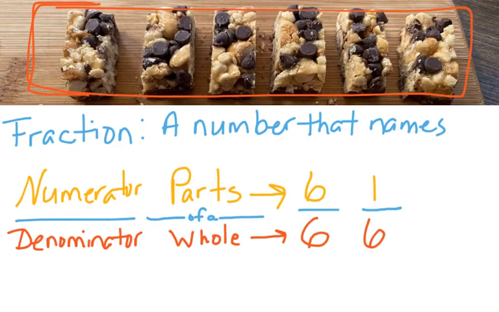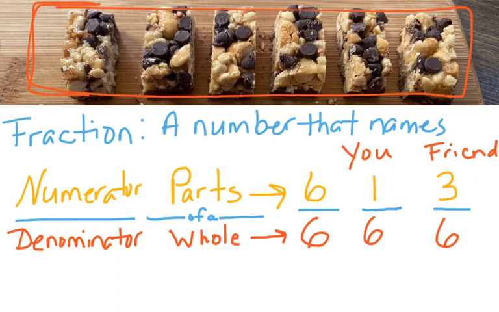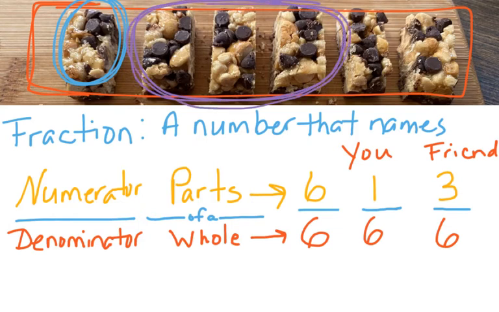Let's say that you were being very generous and you decided to tell your friend, you know what? I'm going to give you 3/6. They're going to get 3 out of the 6 pieces. Who would have had the most? You or your friend? Who would have eaten the most pieces? Well, let's look at it. Your piece was 1/6. Your friend's piece was 3/6. Your friend got considerably more than you did.